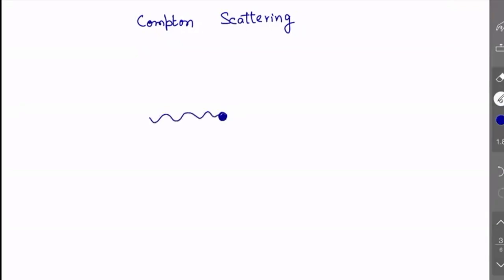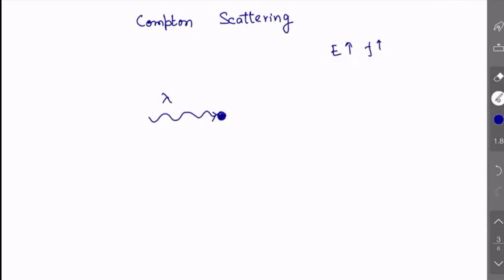Say we take a photon which has, let's say, wavelength lambda, and it has such high energy. Now we know that if you want energy to be high, your frequency should be high. But what happens to wavelength? Wavelength will be low. So Compton scattering is not possible with visible light. It is only possible if frequency is very high and wavelength is very, very low, which goes in the range of X-rays and gamma rays.